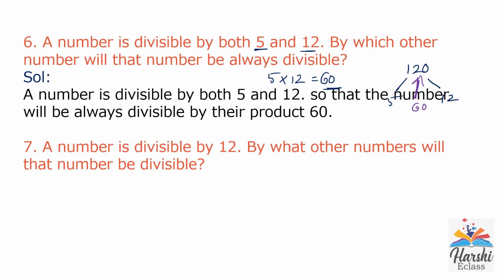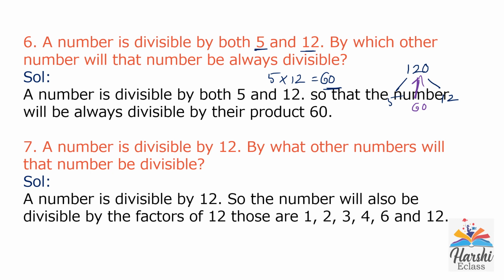Next, seventh question. A number is divisible by 12. By what other numbers will that number be divisible? If a number is divisible by 12, that number is also divisible by the factors of 12. Factors of 12 are 1, 2, 3, 4, 6 and 12. So the other numbers which divide the given number are 1, 2, 3, 4, 6 and 12.